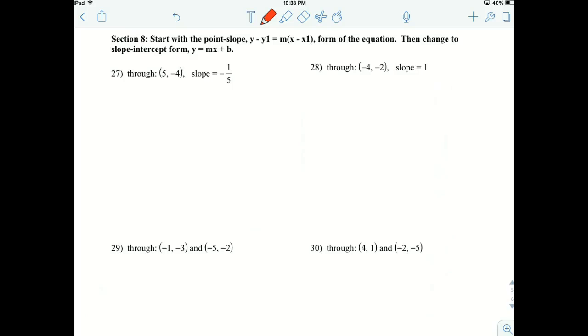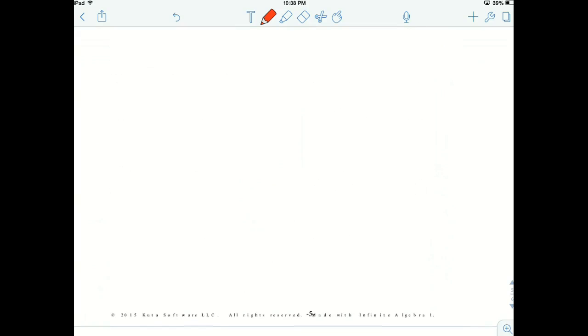In section 8, we are going to start with something called point-slope form, and we're going to use that before we put things into slope-intercept form. So point-slope form is something you're going to want to write down. The formula is given right here, but that's a little bit hard to read, I think, so let's get it into a format that's a little bit easier, and let's go to the bottom of the page to do that.